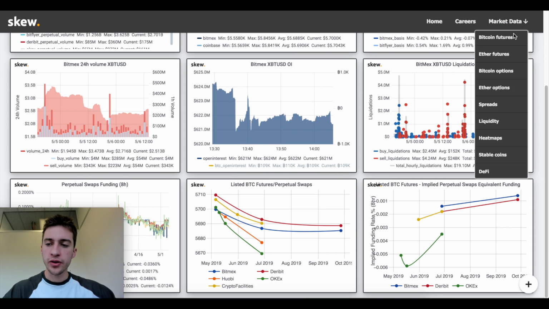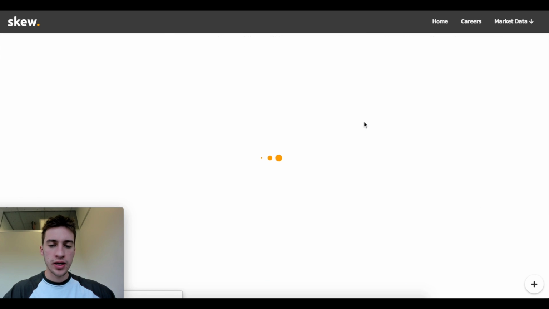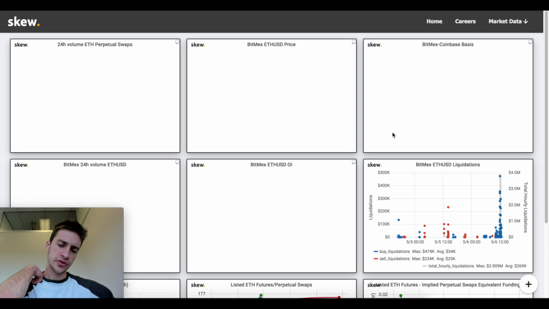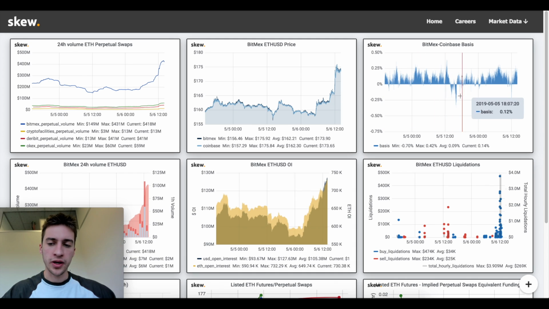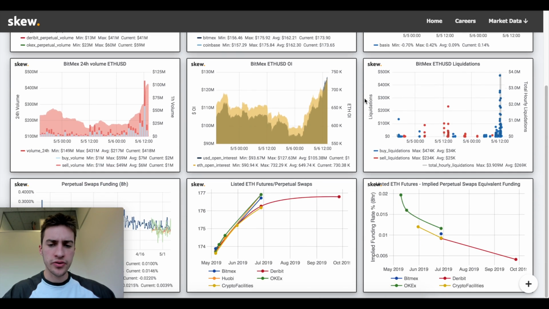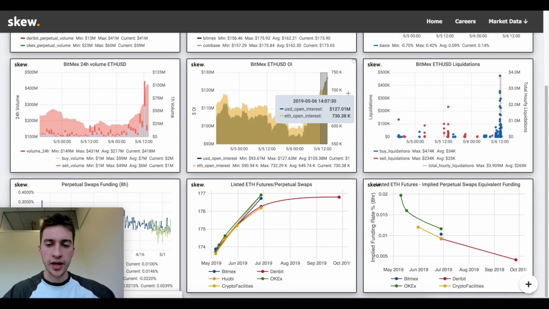Now, if we go to Ether futures, I think that they allow Ethereum open interest too. I would hope so. That'd be pretty cool. I don't think I've looked at Ether futures. Oh yeah, they do. Awesome. So they have open interest for Ethereum too. And you can see the basis here, so you can see when the BitMEX rate or the Coinbase rate diverged from one another. We can see here the BitMEX ETHUSD OI, the open interest.